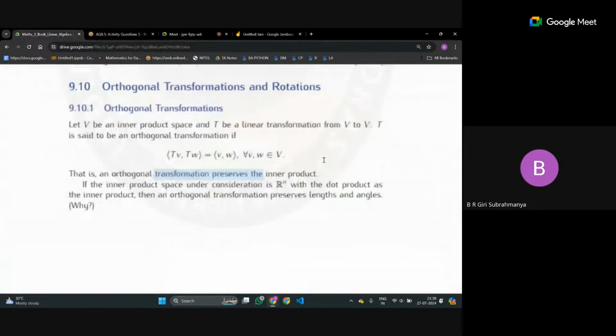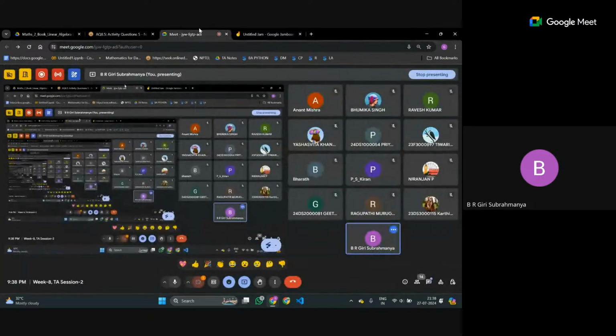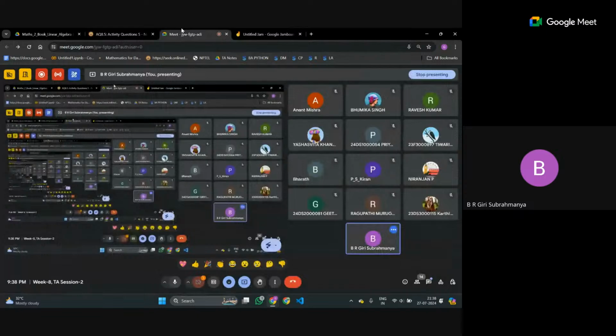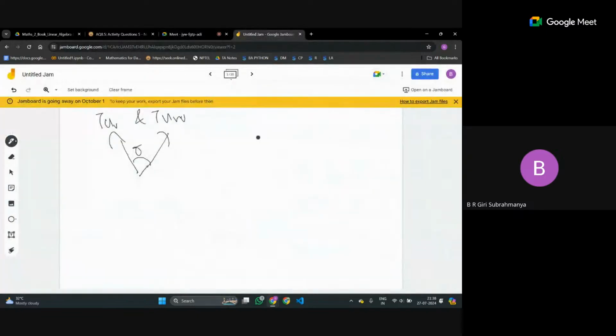So I think if the inner product is not the dot product, then I think it shouldn't be satisfied, because the length will be different in that case. Sorry, the length will be the same, but the norm which we get might be different. What I'm saying is, just for assumption, for some considerations, let's assume 2x1y1 and x2y2.